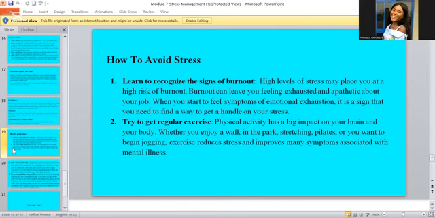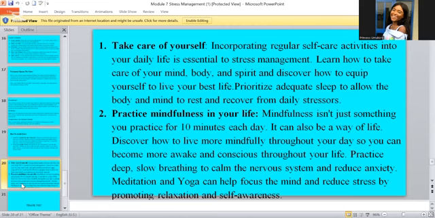Another tip is to try regular exercise. Physical activity has a big impact on the brain and the body. So whether it's walking in the park, stretching, Pilates, or maybe just jogging, exercise reduces stress and improves many symptoms associated with mental illness. Also, take care of yourself. Incorporate regular self-care activities into your daily life. Learn how to take care of your mind, your body, and your spirit, and discover how to equip yourself to live your best life. Prioritize sleep so that your body and mind can rest.